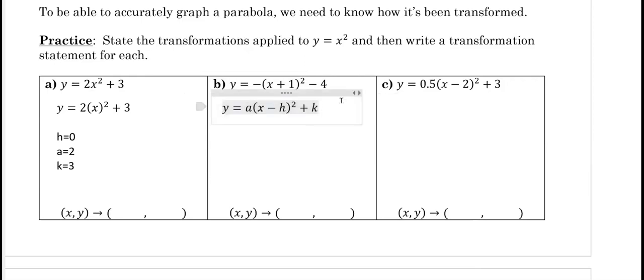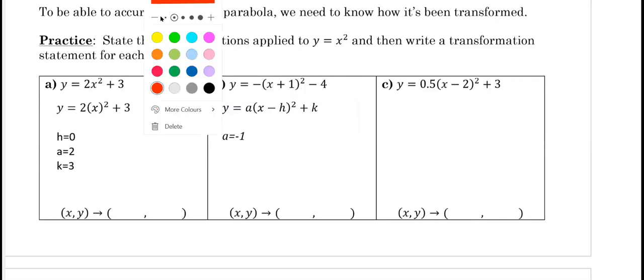So this one's got a pretty good match. It looks like the a value is -1. That's not too bad there. And then inside the brackets, now look at what's happening inside the brackets here. You have a situation where, let me just change the color here.